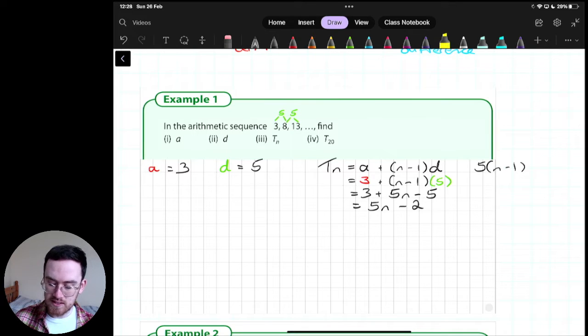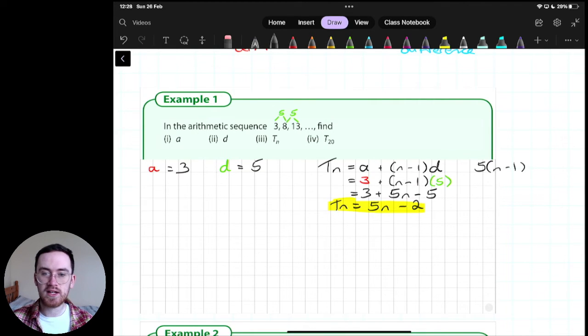So what this means is that for this pattern, this sequence, this is our general formula to find any of the terms. The first, second, third, whatever the value of n we want, we can use this formula to find it.